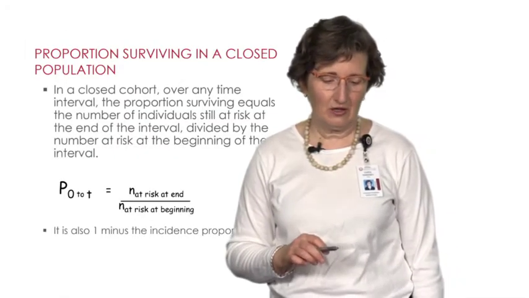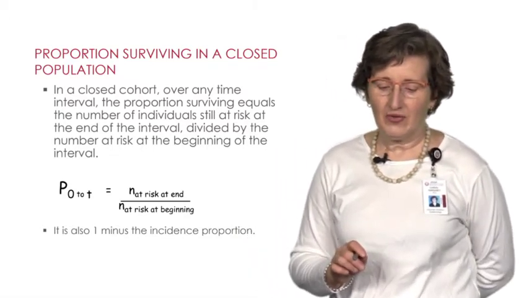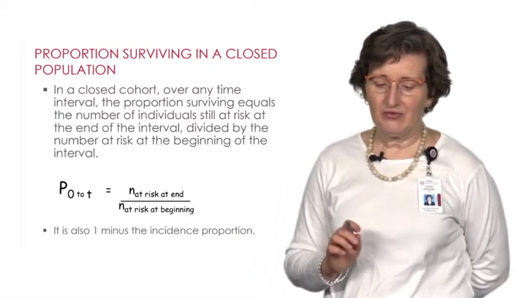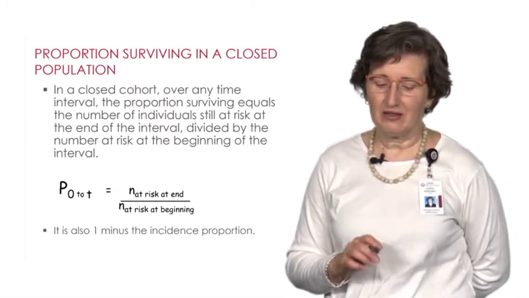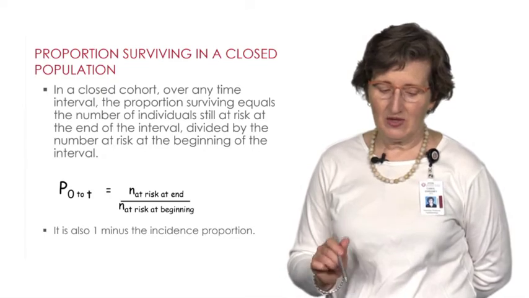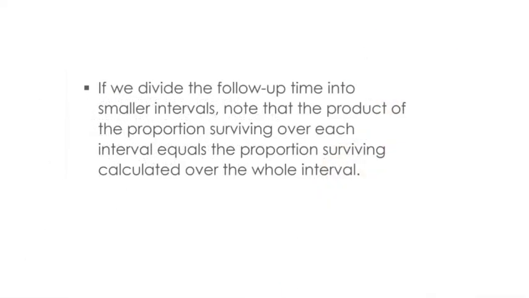But returning to the closed population, in the closed cohort, over any time interval, the proportion surviving equals the number of individuals still at risk at the end of the interval divided by the number at risk at the beginning of the interval. It is also 1 minus the incidence proportion. So if we divide the follow-up time into smaller intervals, note that the product of the proportion surviving over each interval equals the proportion surviving calculated over the whole interval.